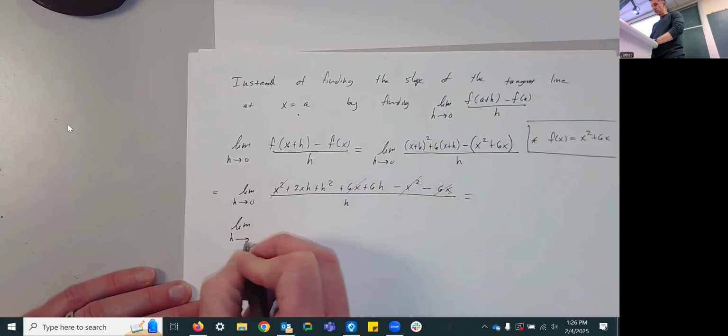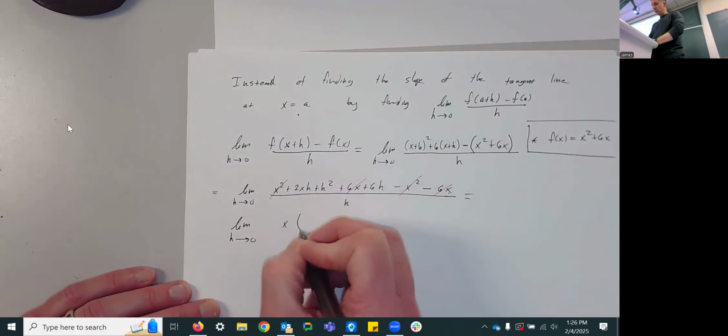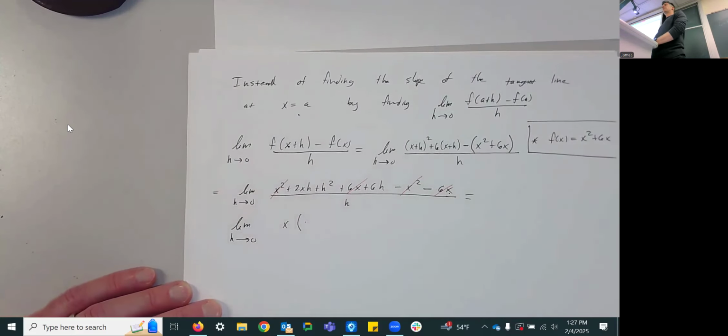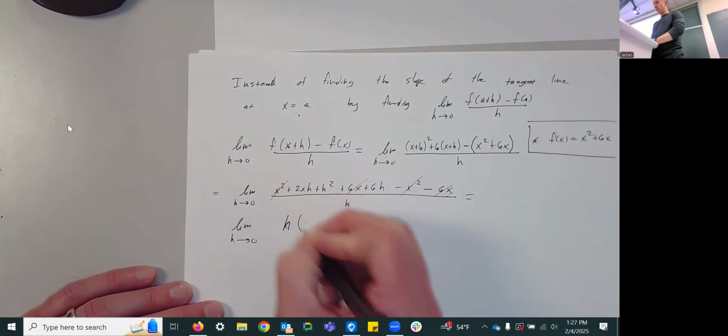And the limit as h goes to 0 of x multiplied by 2h. Sorry, factor out the what from the top? I said h, I wrote x. Sorry. Factor out the h from the top.